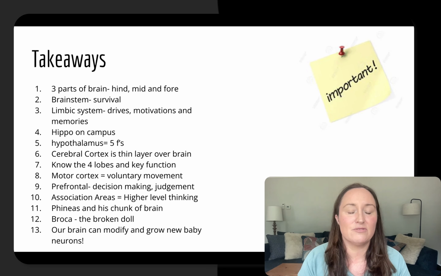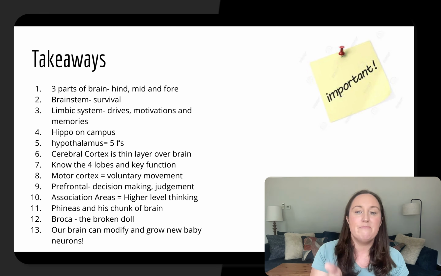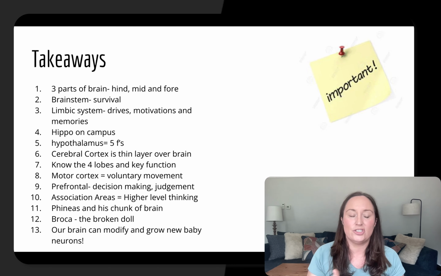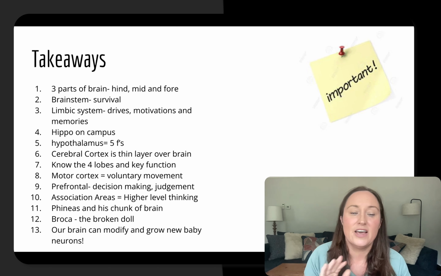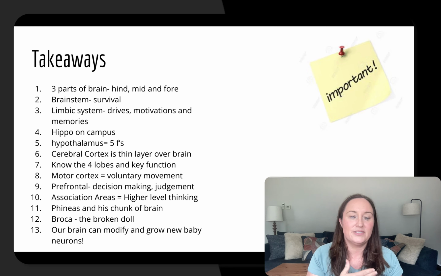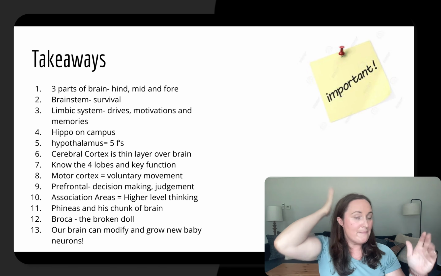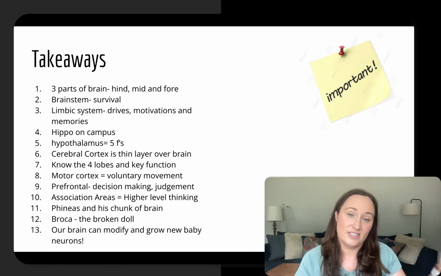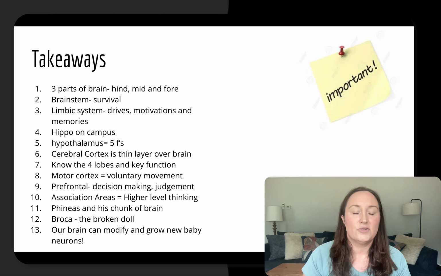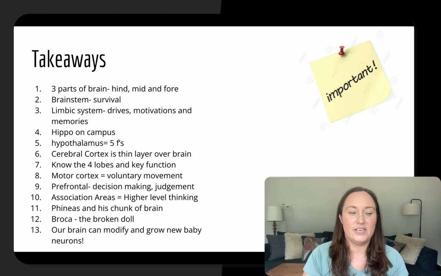So takeaways, remember those 3 parts of the brain. Remember brainstem, think survival. Limbic system, think drives, motivations, memories. Hippocampus is making new memories. The 5 F's for the hypothalamus. Remember the cerebral cortex. And we can break that down into 4 different lobes. Remember those. The motor cortex is voluntary movement, which is different from the cerebellum. The association areas, that's where everything is integrated. That's that high level busy bee area.